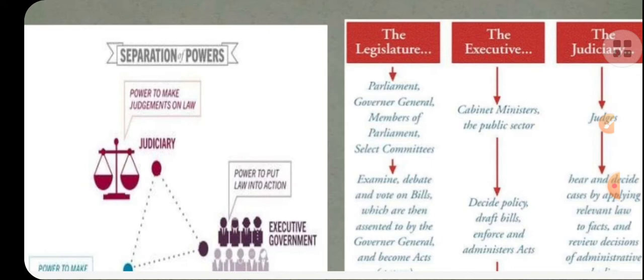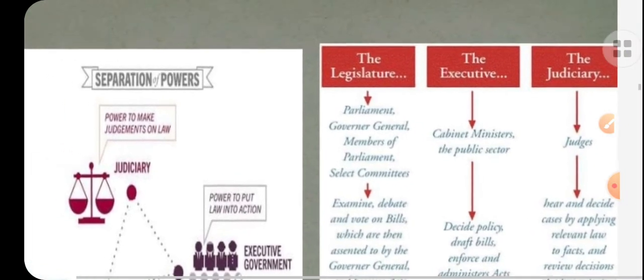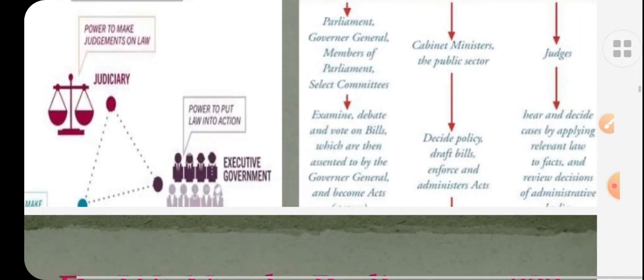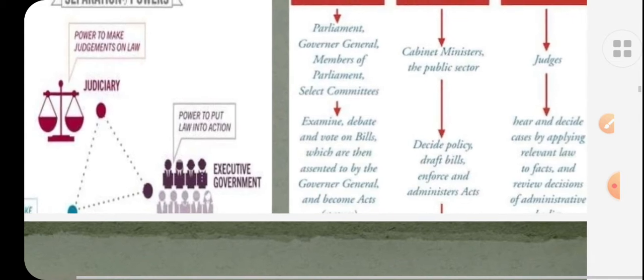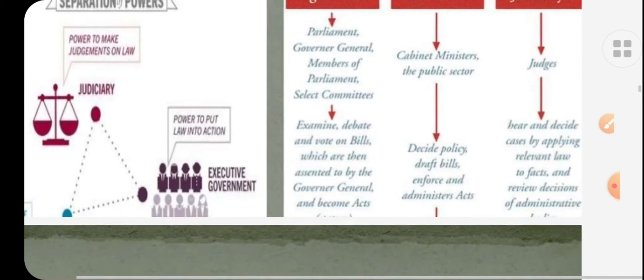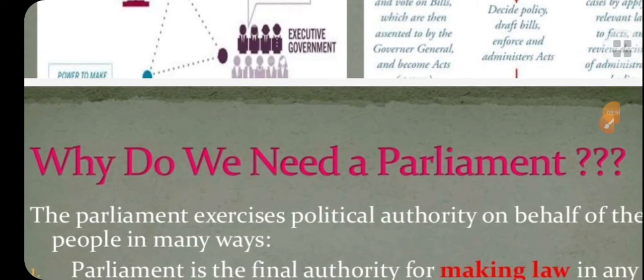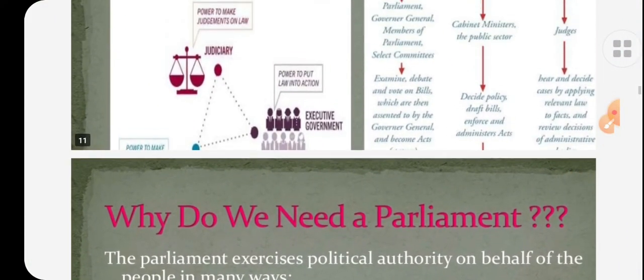The executive, the cabinet ministers and the public sector, decide policy, draft bills, and enforce and administer acts. Then judiciary, the judges, hear and decide cases by applying the relevant laws, and review decisions and administration. So these particular things we will discuss in detail in the coming segments.